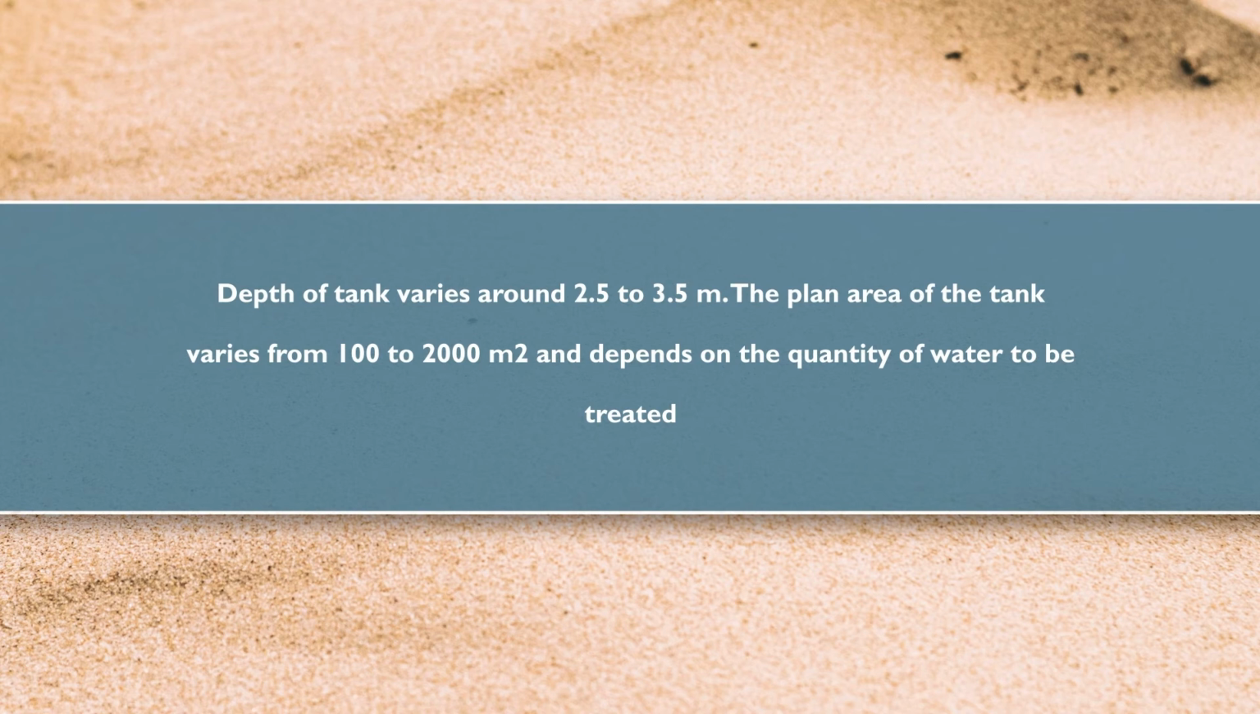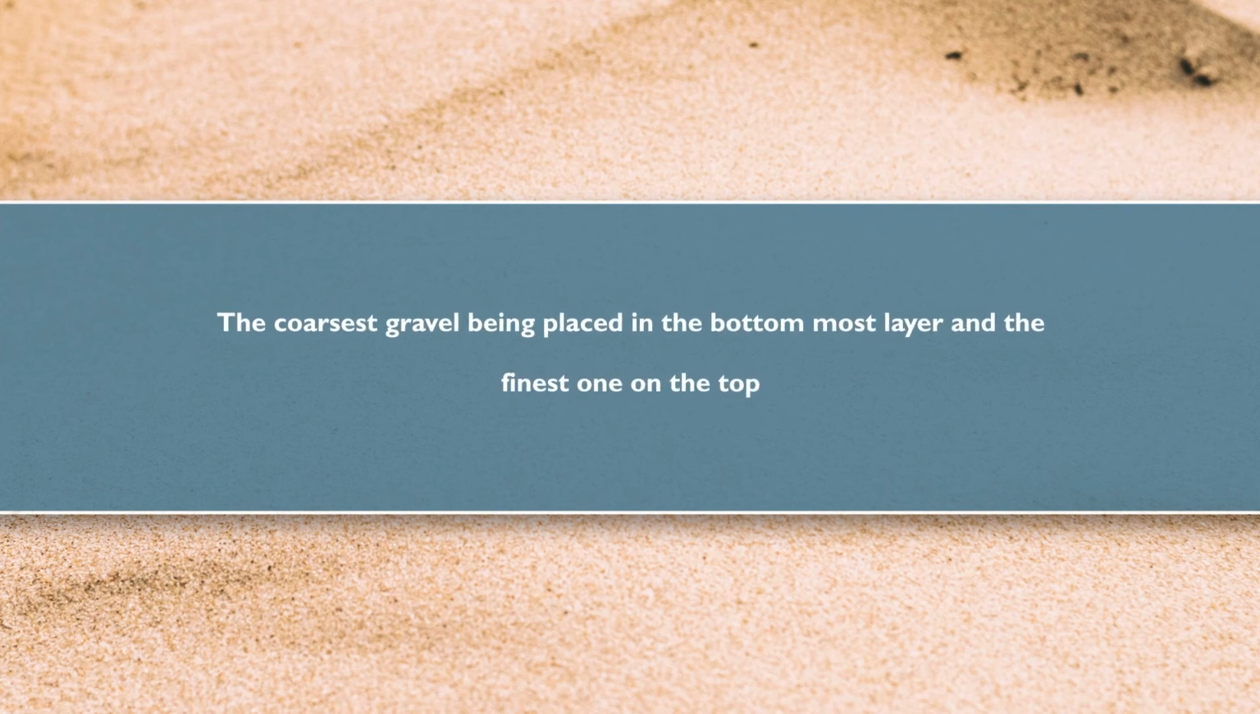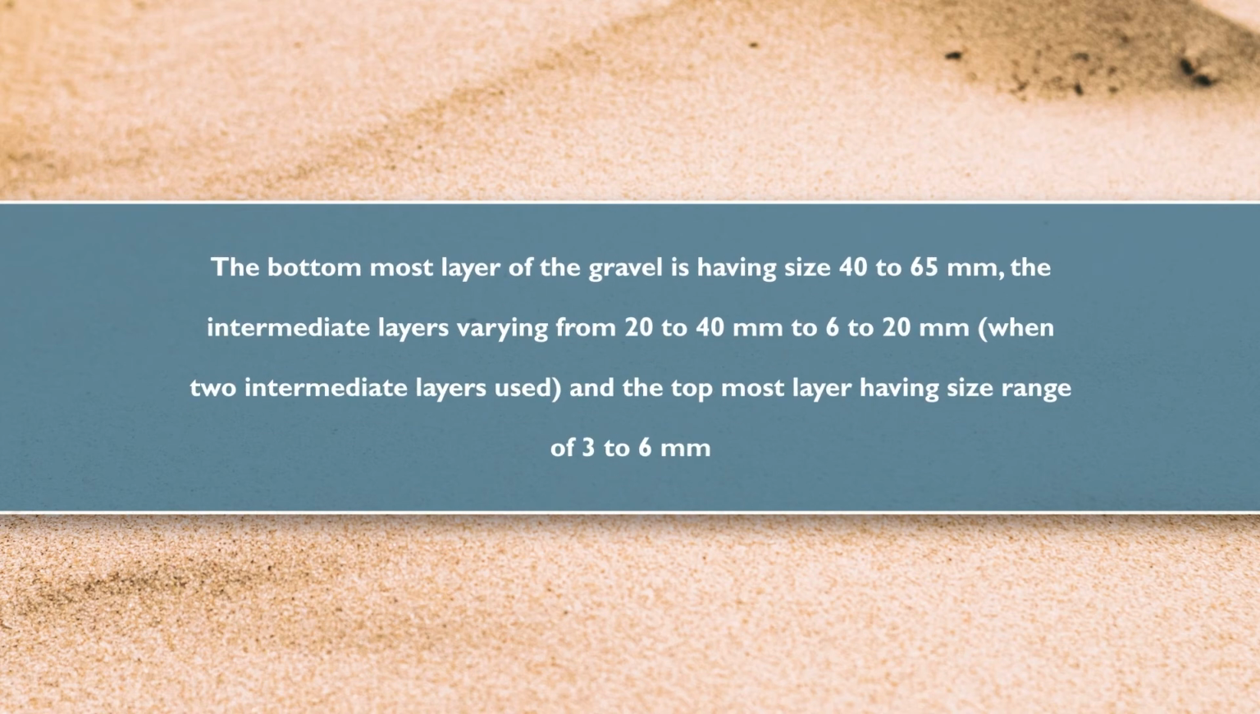to be treated. The coarsest gravel is placed in the bottommost layer and the finest one on the top. The bottommost layer of the gravel has size 40 to 65 mm, the intermediate layers varying from 20 to 40 mm and 6 to 20 mm when there are two intermediate layers, and the topmost layer having size range of 3 to 6 mm.